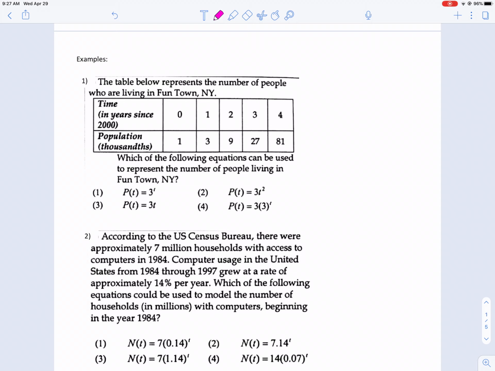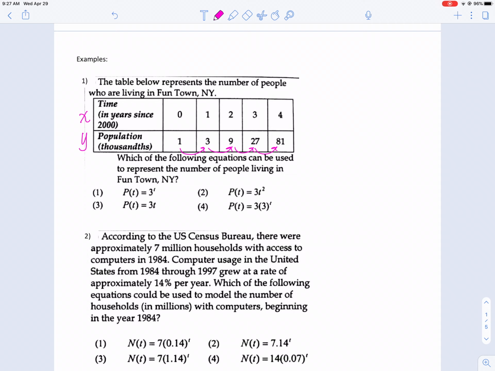Okay, and in Funtown, it tells us which of these following equations can be used to determine the number of people living in Funtown, New York. Okay, so when you're looking at these equations, I want you to just take note of, technically, these are your x values, these are your y values. So your x values are going up by 1, 0, 1, 2, 3, 4. So you're technically looking at what's happening to the y values.